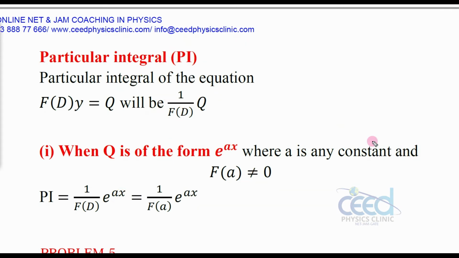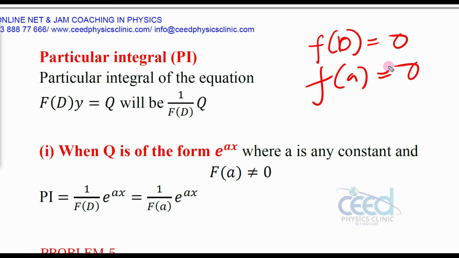So if you get f of a equal to 0, that is, when D is replaced with a, I am getting 0, then the denominator will be 0. At that time our solution will be x raised to n by n factorial into e raised to x. Here n is the order of the differential equation.